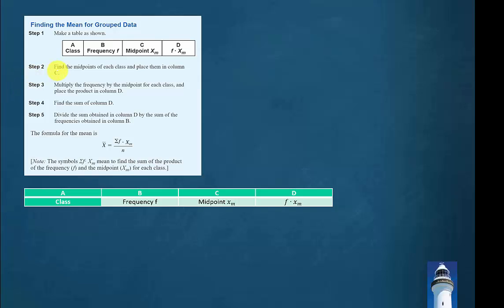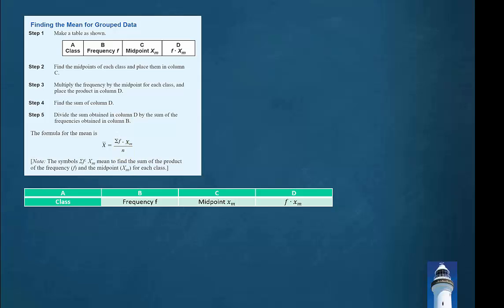So the steps then are to find the midpoints of each class and place them in column C, multiply the frequency by the midpoint for each class, and place the product in column D. Then find the sum for column D and divide the sum obtained in column D by the sum of the frequencies obtained in column B.